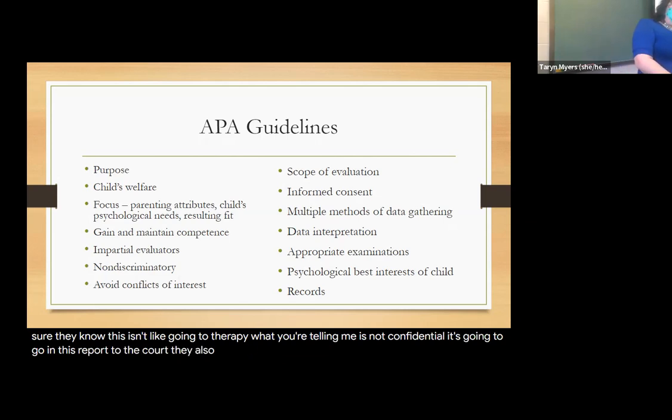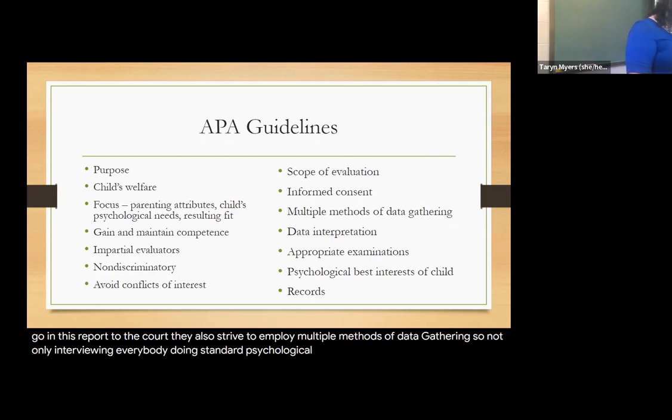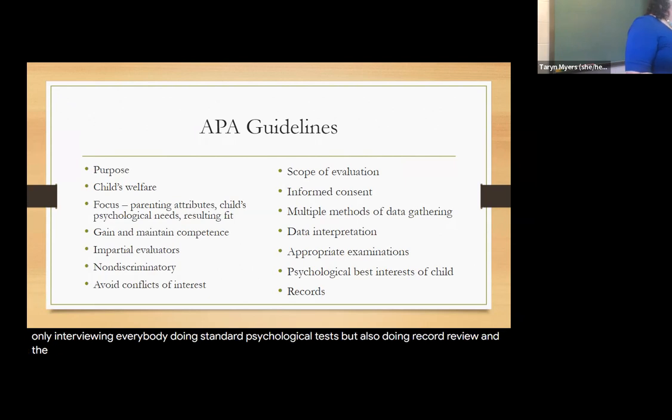They also strive to employ multiple methods of data gathering. So not only interviewing everybody and doing standard psychological tests, but also doing record review. And they'll also have parents come in and do observations where they watch the kid and the parent interact.